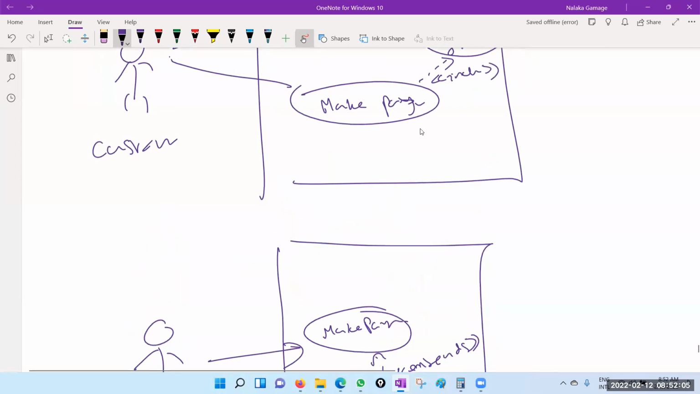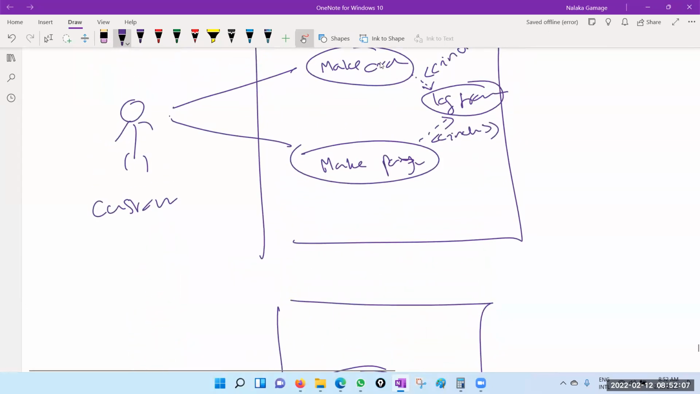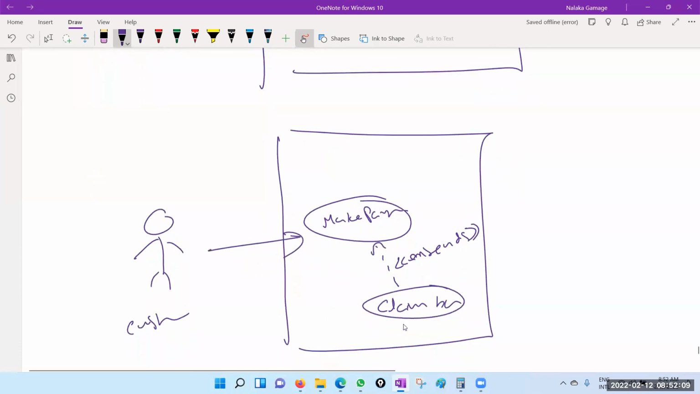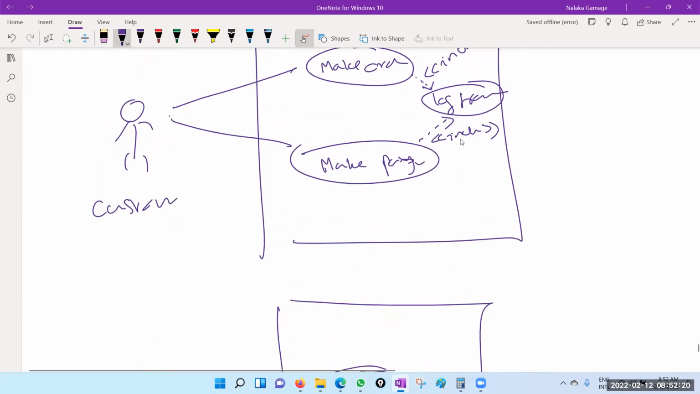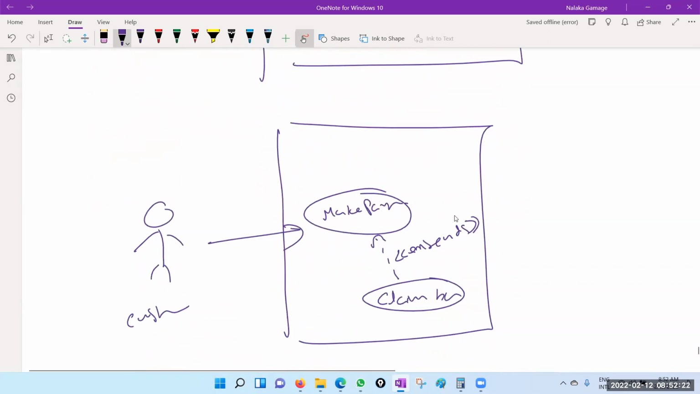So this is an include relationship: main use case towards the included one. This is extends: the optional use case towards the main use case, and it's a dotted line with an open arrow. These are called stereotypes. Those are just concepts or techniques we use to document the model.